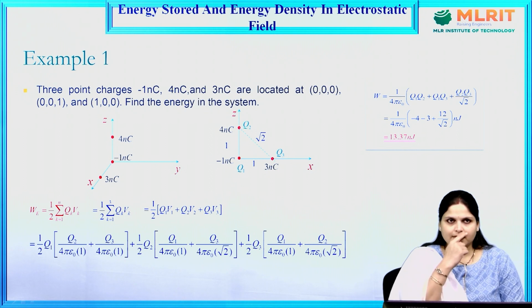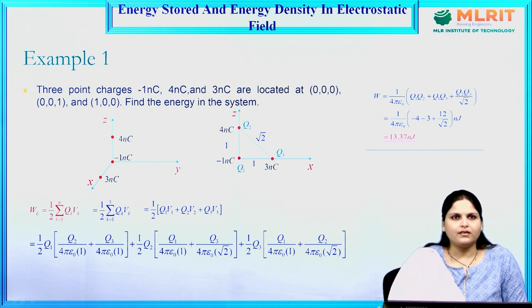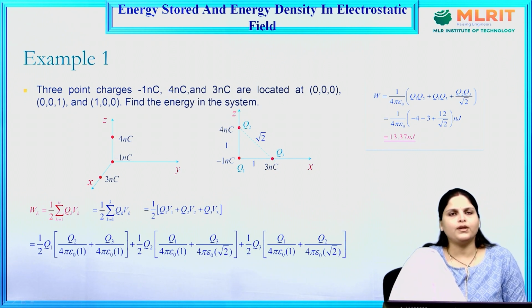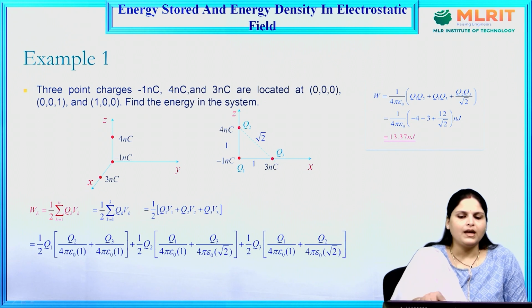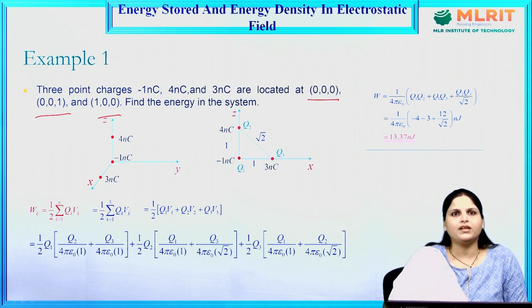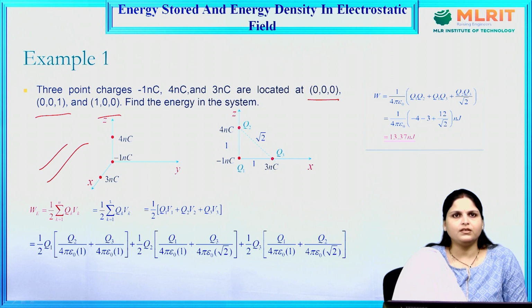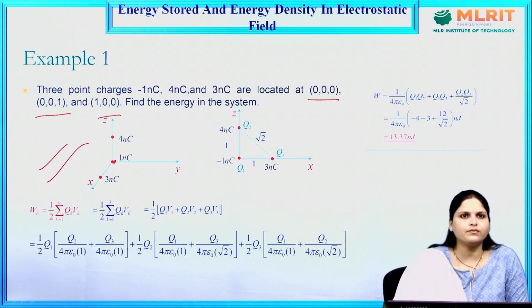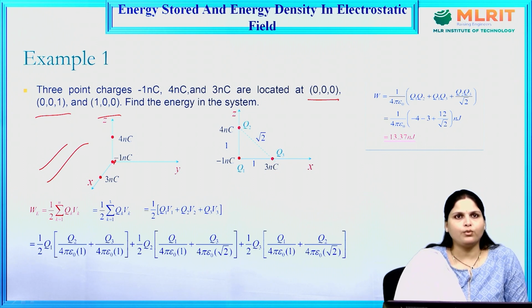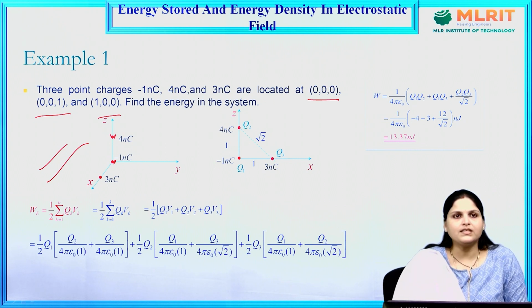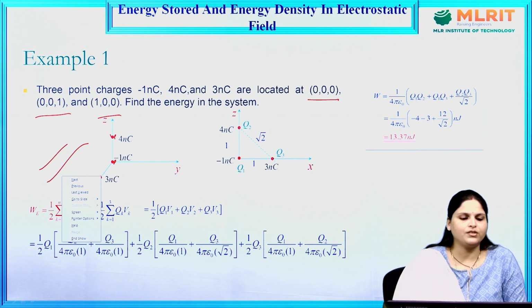To understand this energy density and energy stored, we can take one example. We have 3 point charges, minus 1 nanocoulomb, 4 nanocoulomb and 3 nanocoulomb, located at 3 different positions, and we have to find out the total energy in the system. By this diagram we can see that we have positioned these 3 point charges: at 0, 0, 0 we have the minus 1 nanocoulomb; at 0, 0, 1 we have 4 nanocoulomb; and at 1, 0, 0 we have 3 nanocoulomb charge.